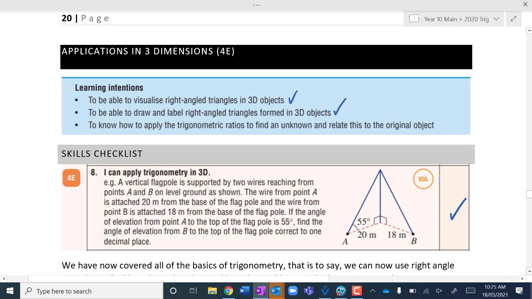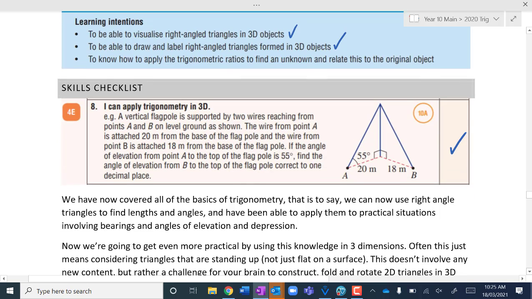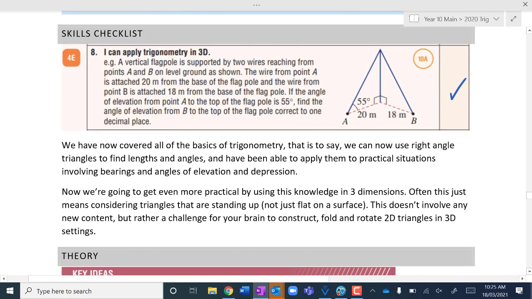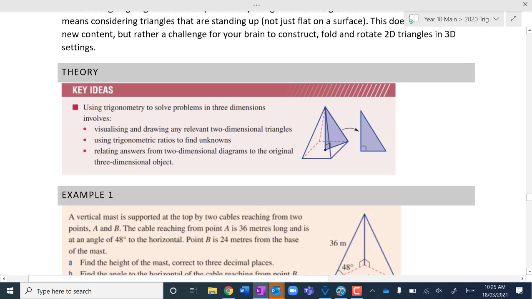Here's an example of a vertical flagpole supported by 2 wires. Nothing too crazy though. There really isn't. Now, if we have a look, for example, here's a pyramid. If I was to ask you what would be the height of a pyramid, let's do a square pyramid, something like this, then I might ask you what is the height, or we might be given the height to what we call the apex. This is what we call the apex of the pyramid, the top of a pyramid.